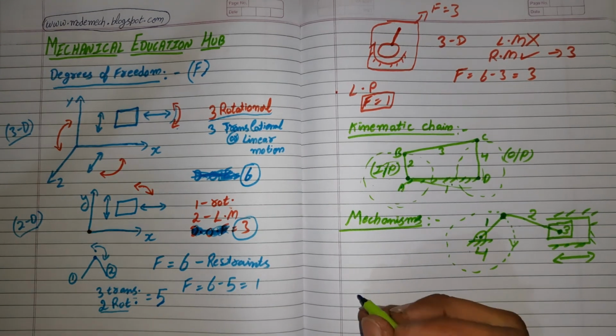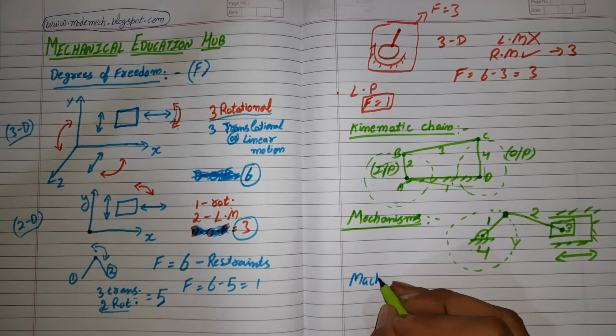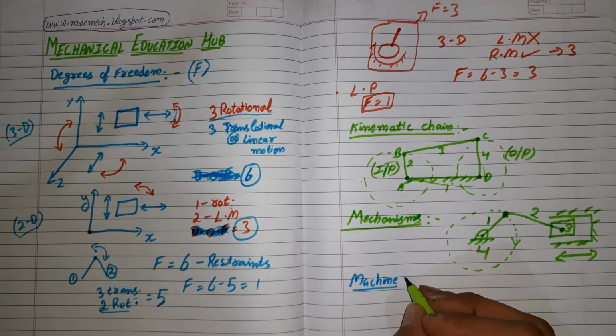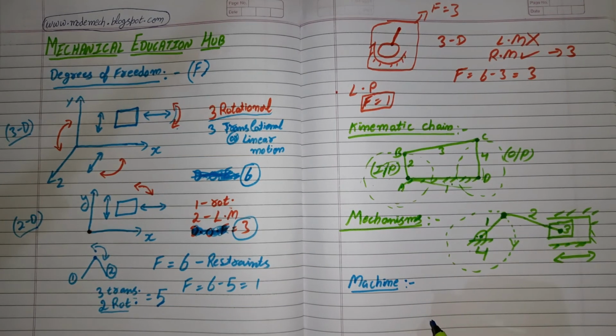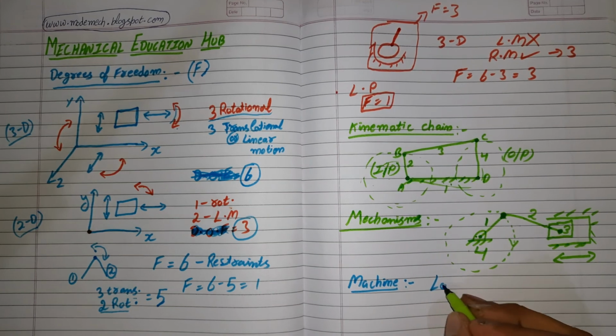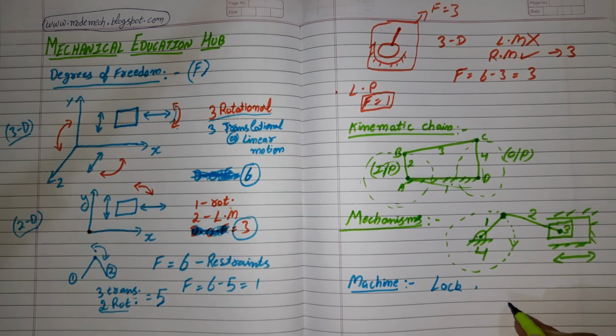From here I can also define a machine. Machine is a combination of different mechanisms through which our desired output is obtained. There are many examples of machine. A simple lock, key and lock is a machine, or any vehicle, car, these all are machines. These all are combinations of different mechanisms.